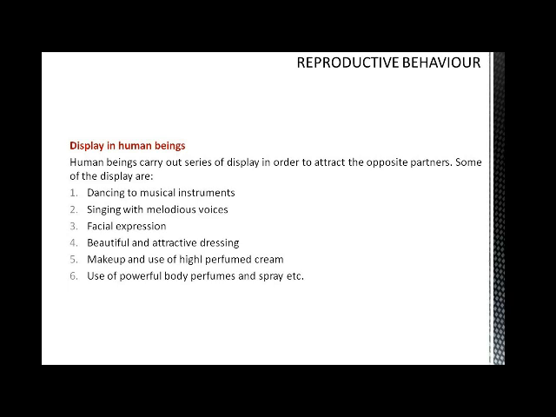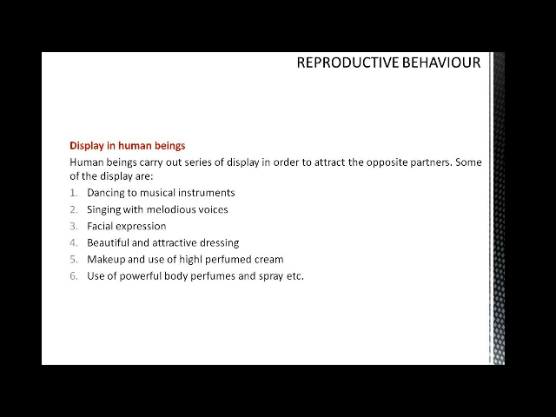Another one is facial expression. Some of us do know that when we smile, it makes the opposite gender that we are so much in love with to be attracted to us. So this is one of the ways that we would display our reproductive behavior, by laughing or smiling or trying not to be moody when we are close to our partners that we want to be attracted more to.